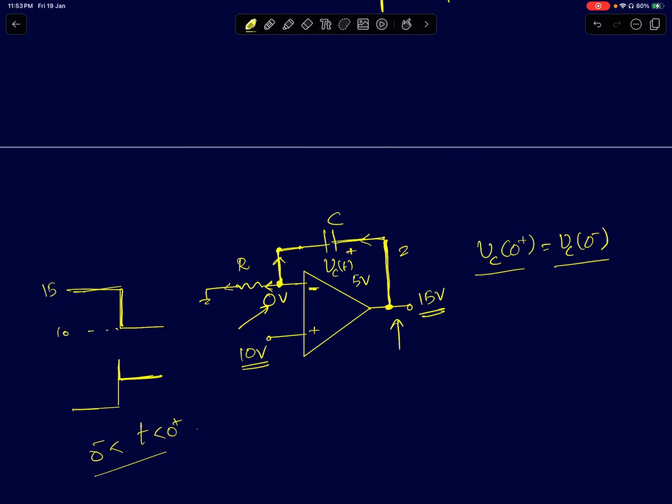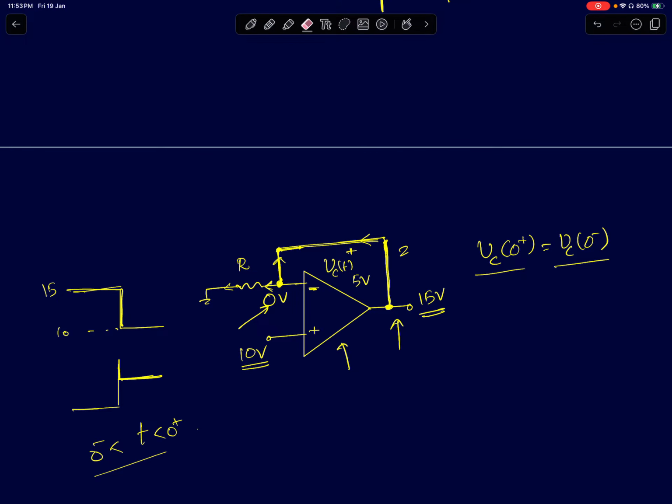What this means is that the voltage across the capacitor is 0, which means it will act like a short circuit. So I can replace this capacitor by a short circuit. The moment you see this, it's very trivial to solve now. What happens in the circuit is that the op-amp is an infinite gain amplifier, which means its bandwidth is also infinity.